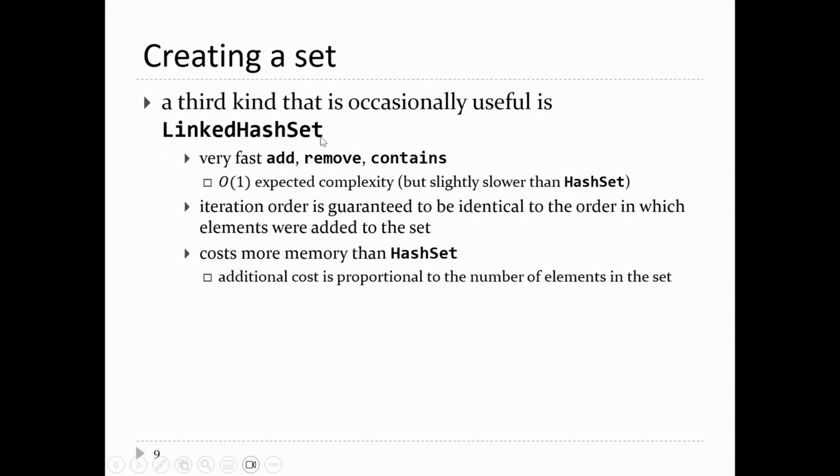So there's another kind of set that is occasionally useful. It's called a linked hash set. Just like hash set, it has very fast add, remove, contains, so O(1) expected complexity, though slightly slower than hash set. Unlike hash set, the linked hash set guarantees its iteration order. The elements are iterated in the same order in which they were inserted. So you add a bunch of stuff to the set, and when it iterates over a linked hash set, it iterates in the order in which they were added.